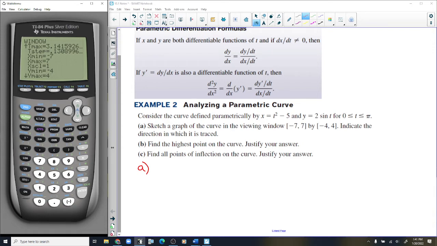Did I go too fast? Everybody good? I'll help you if I went too fast there. Okay, then we graph it.